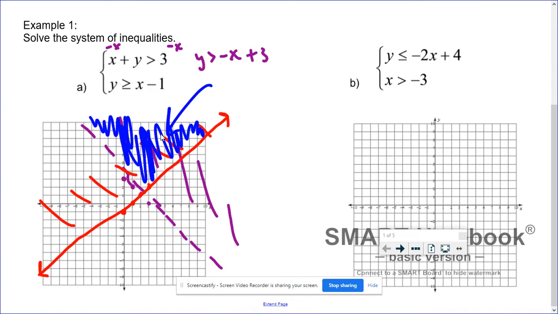So any ordered pair that's in this shaded part would be a solution to both. Any ordered pair that's outside of that is going to not work for at least one of them, or maybe both, but at least one.